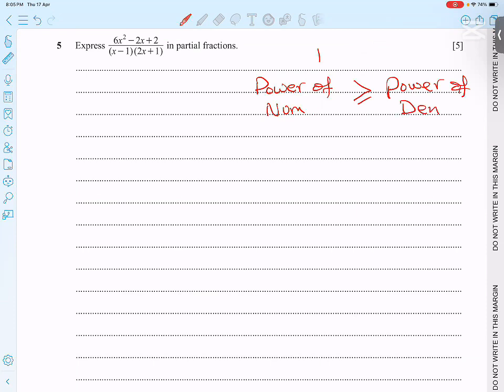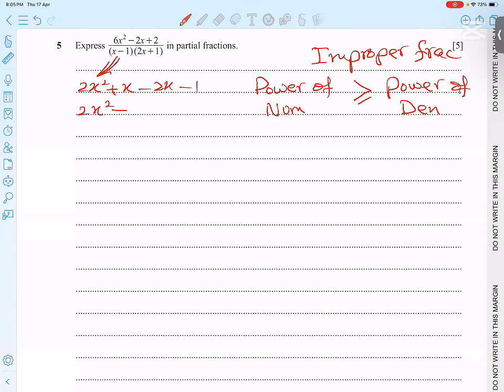So this is called an improper fraction. Improper fraction, how to convert it into a proper fraction? We have only one choice: long division. But first of all, I will multiply the denominator. x into 2x is 2x squared, x times negative 2x, and negative 1.